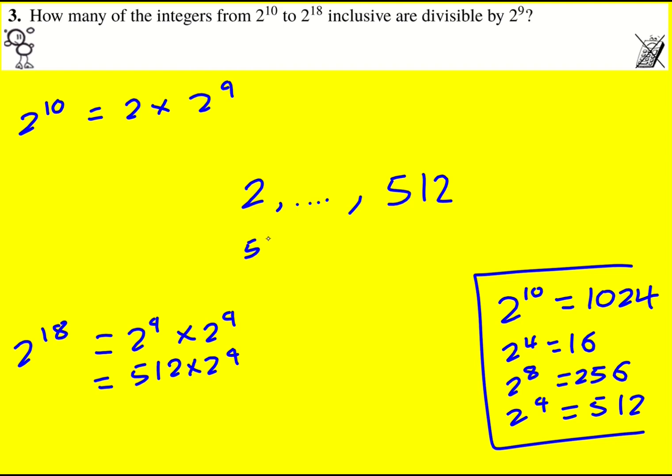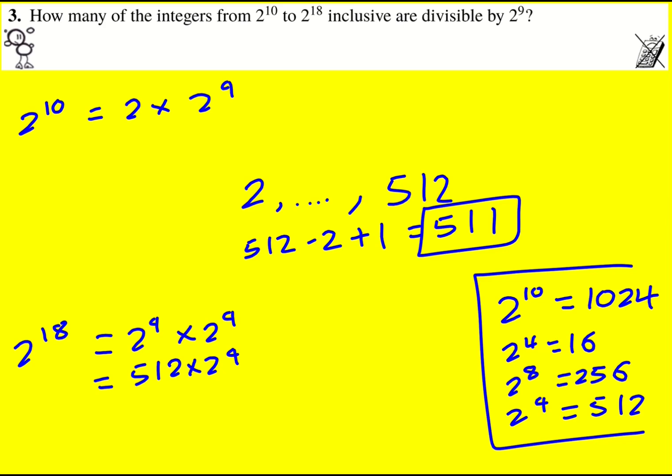And that is going to be 512 minus 2. But then because it's inclusive, we need to add 1 on. Because if you do 512 minus 2, it doesn't include the 2. So the final answer is going to be 511.